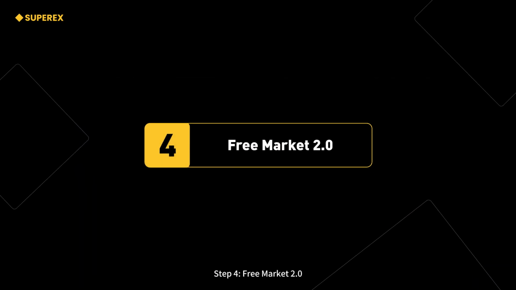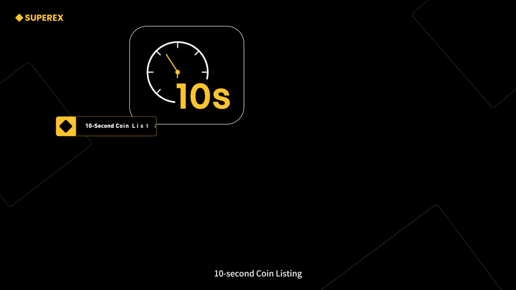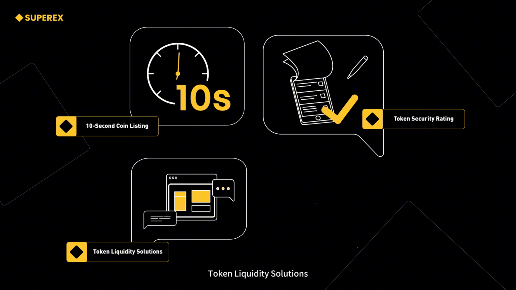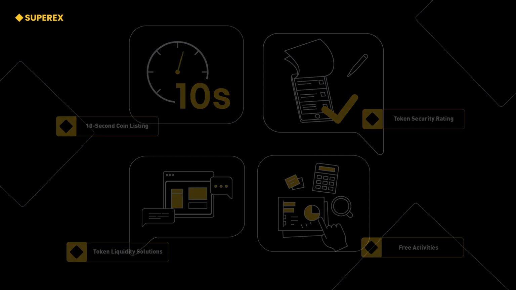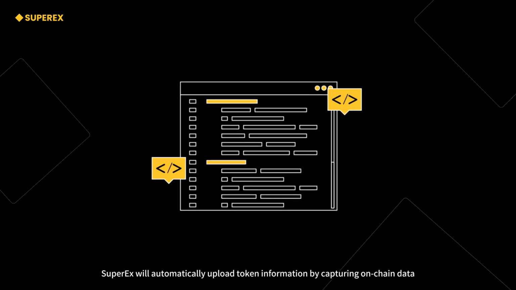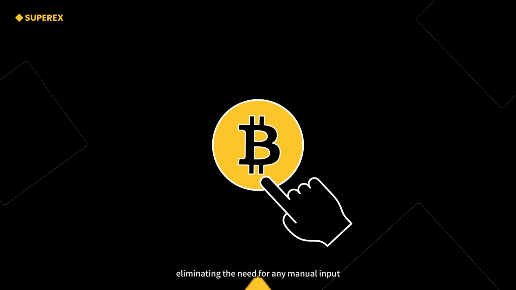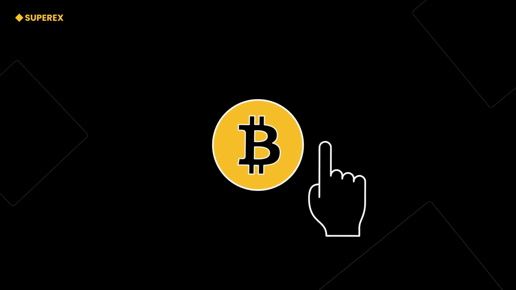Step 4. Free Market 2. 10-second coin listing, token security rating, token liquidity solutions, free activities. SuperEx will automatically upload token information by capturing on-chain data, eliminating the need for any manual input.